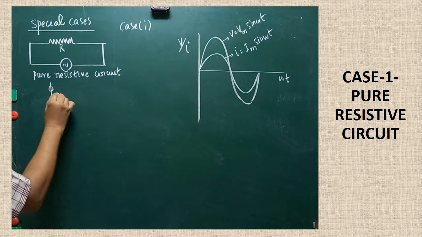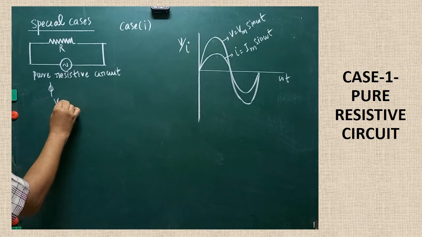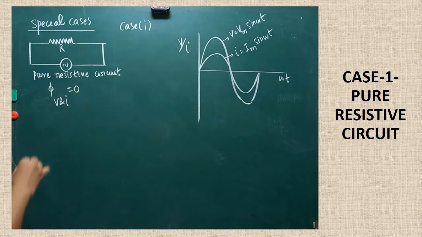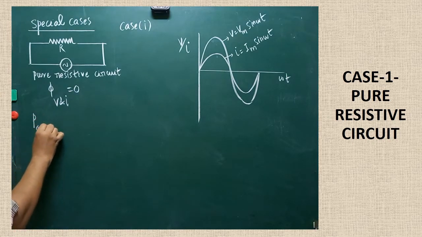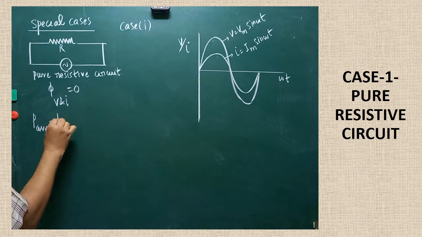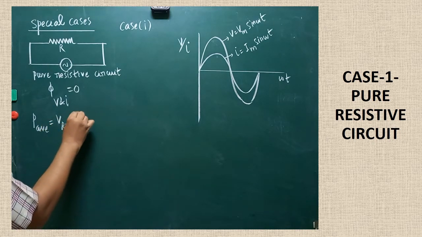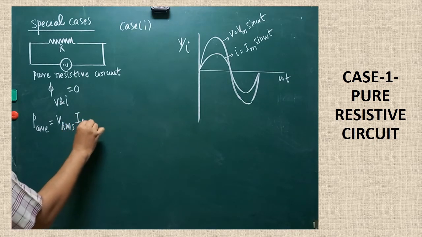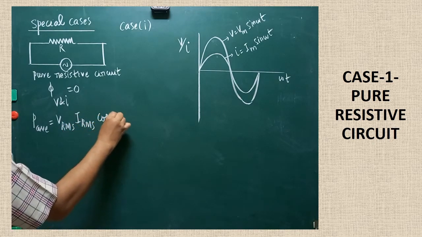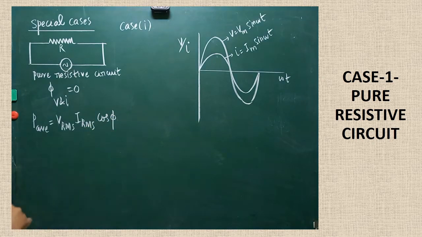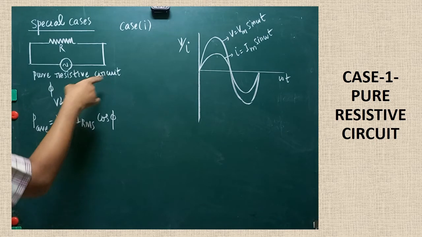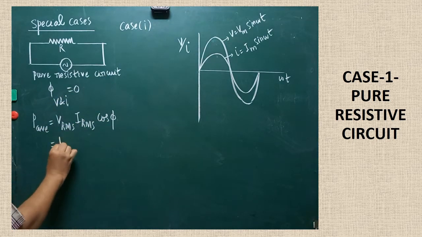That can be written as phi. Phi is nothing but the phase difference between V and I. So between V and I, the phase difference is 0. We know the formula for P average. The formula for P average is Vrms Irms cos phi. Already we have derived this expression. Are you clear? This is a general formula to calculate the P average, but in the case of a pure resistive circuit, the phase difference is 0.